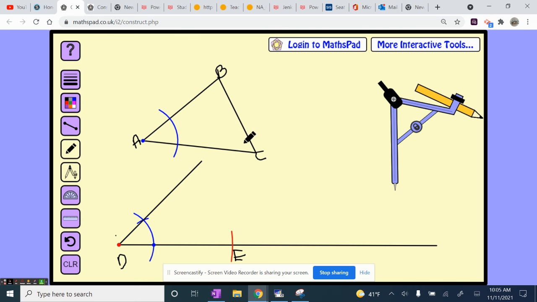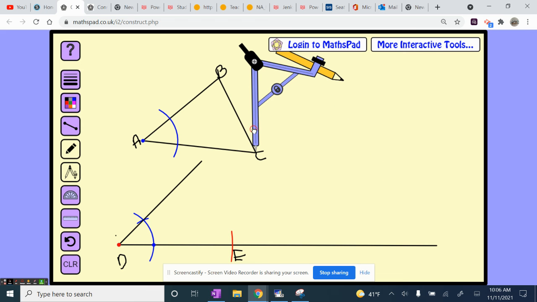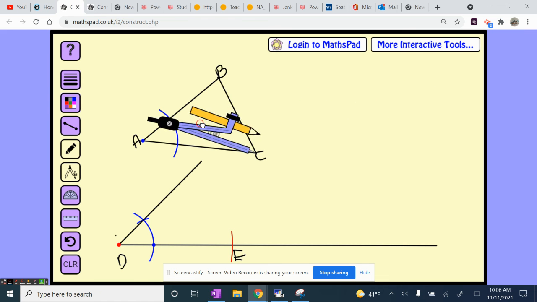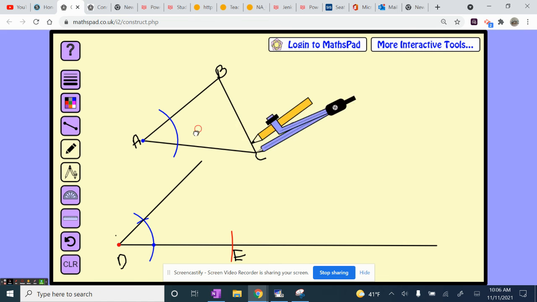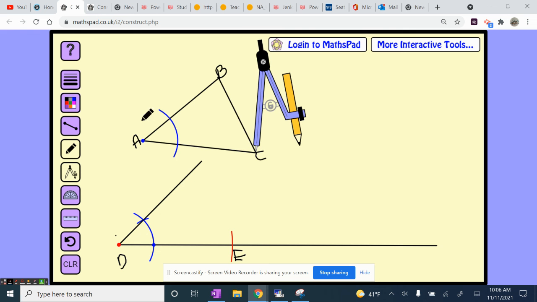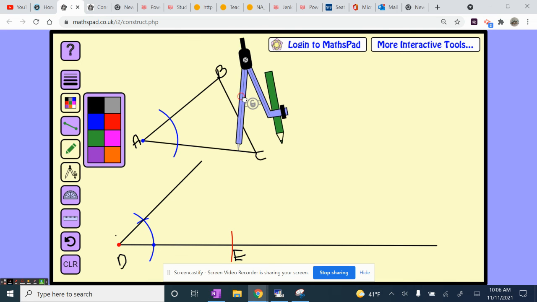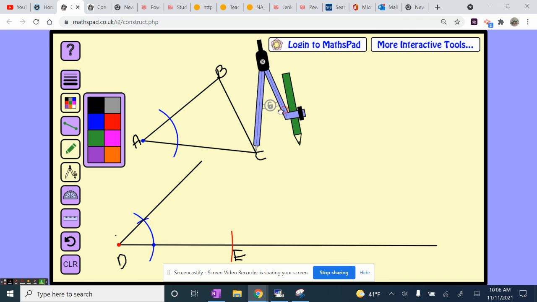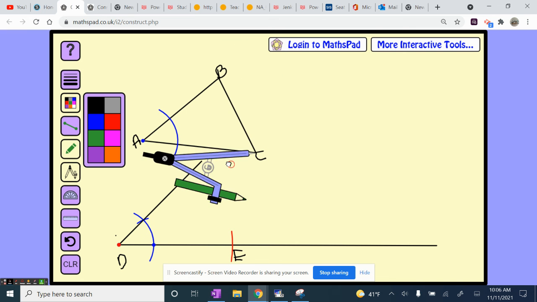So what I'm going to do now is reconstruct angle C. Okay, so I'm going to grab my compass and put it on C. I'm going to unlock it, and then I'm going to make an arc. Okay, all right, so now I'm going to go green, verde, and then I'm going to put here, and then okay.